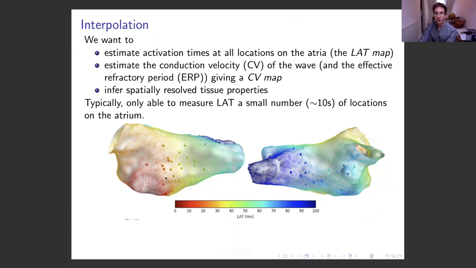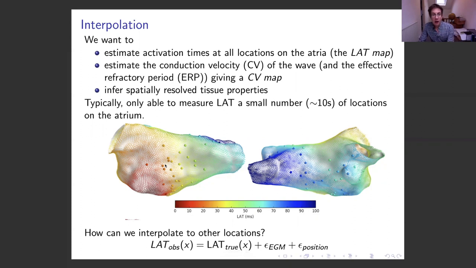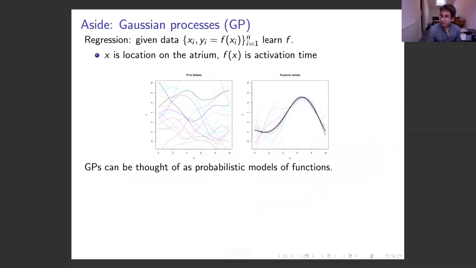And from that conduction velocity, we're going to want to work out the tissue properties. So the first step is interpolation on the atrium, from this small number of measurements to all the locations. And this is the result in the background, the result of an inference procedure. So how do we do that? Well, we're going to do this by Gaussian processes.